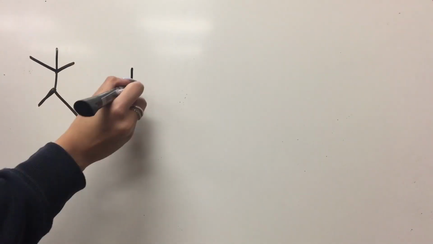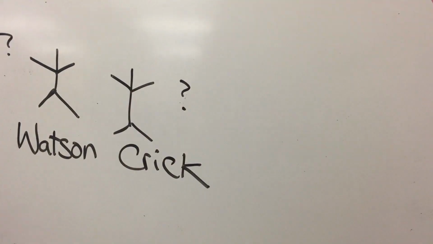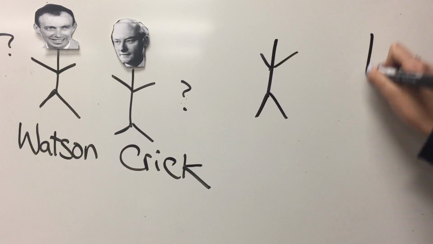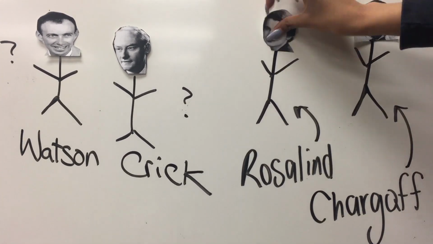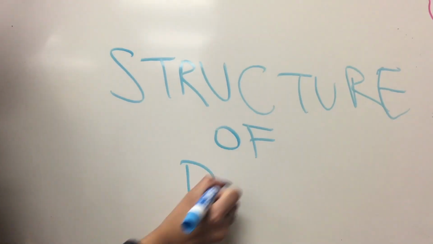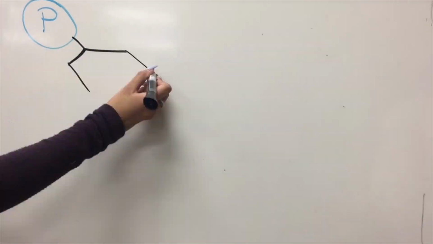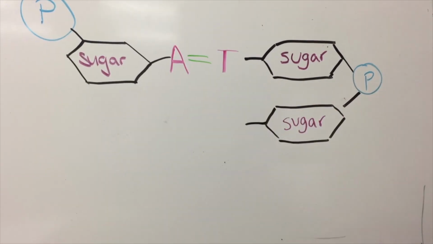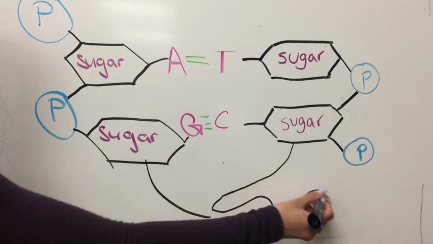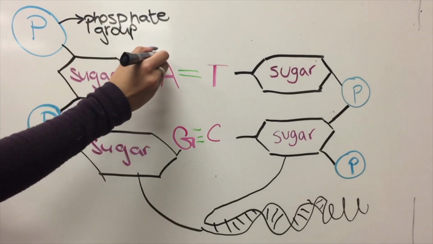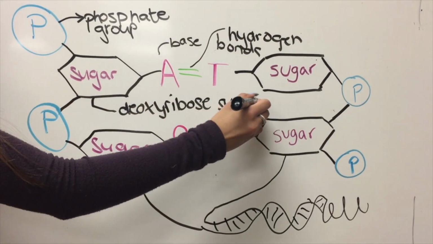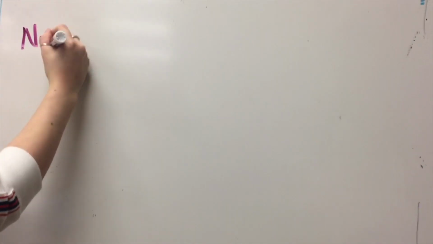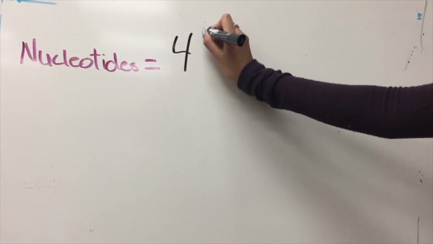In 1953, James Watson and Francis Crick discovered the structure of DNA with the help of Rosalind Franklin and Chargaff's research. So what does the structure of DNA look like? DNA has a spiral ladder that is called a double helix. This structure is made up of phosphate molecules, deoxyribose sugars that form the backbone of the ladder, and the nitrogenous bases form the rungs. But what are nitrogenous bases?